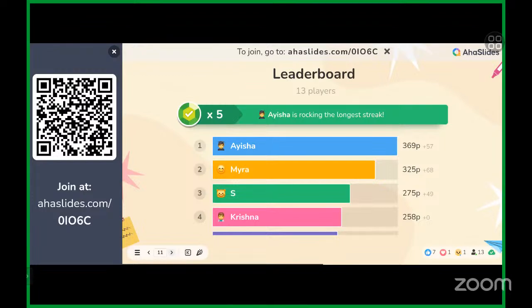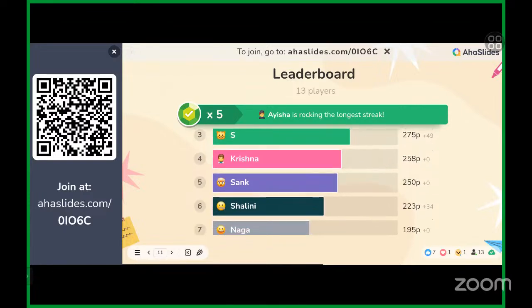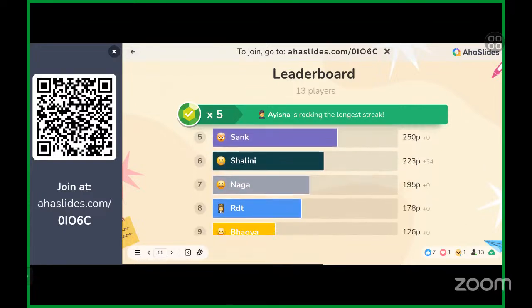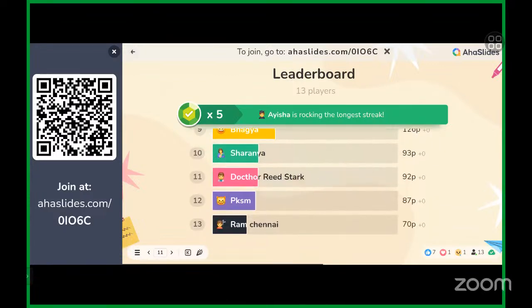Okay, at the end of five questions, we have Aisha leading the quiz, and Myra is in the second place, and S is in the third place. And we also have Krishna, Sank, Shalini, Naga, RTT, Bhagya, Sharanya, Dr. Reechtak, PKSM, and Ram Chennai.